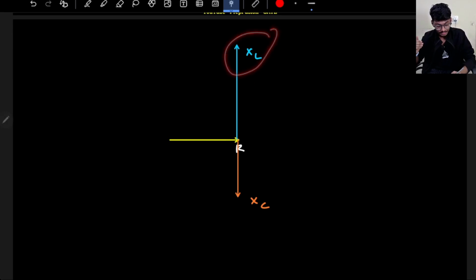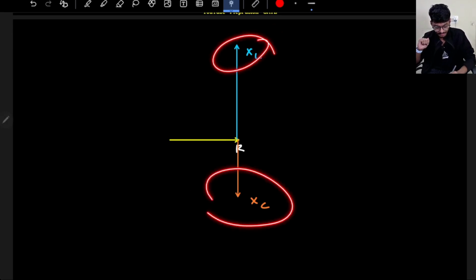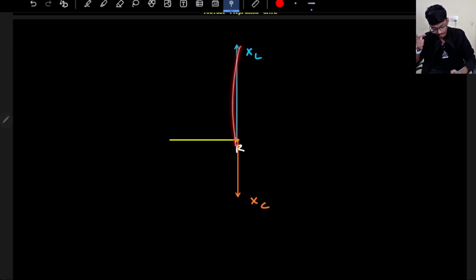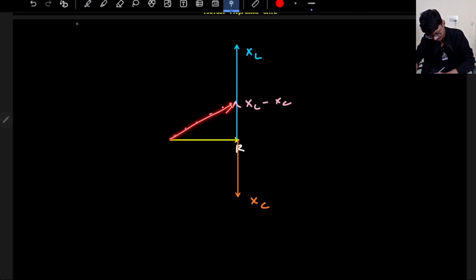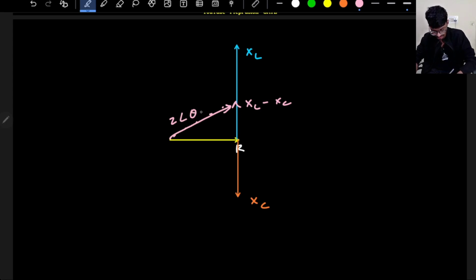So here the length of XL is higher than the length of XC. So it is higher, right? Overall the summation, vector addition, the resultant will be somewhere here, right? Because the resultant of this XL minus XC will be somewhere over the R. So the resultant of this XL minus XC and R will be somewhat like this, correct? Simple vector addition, that's it. So this will be the impedance Z at angle theta.